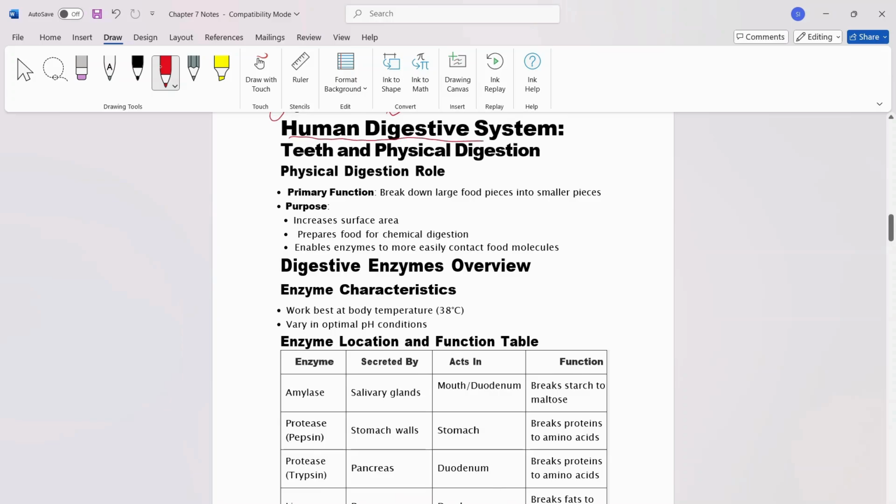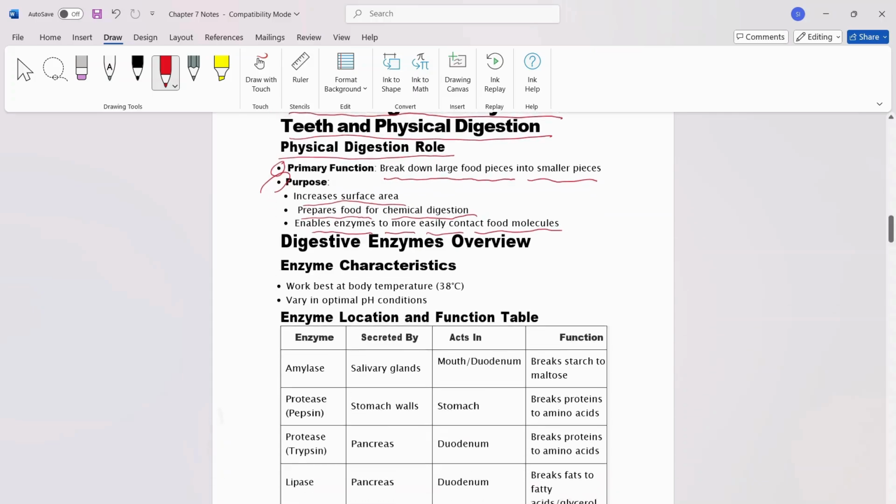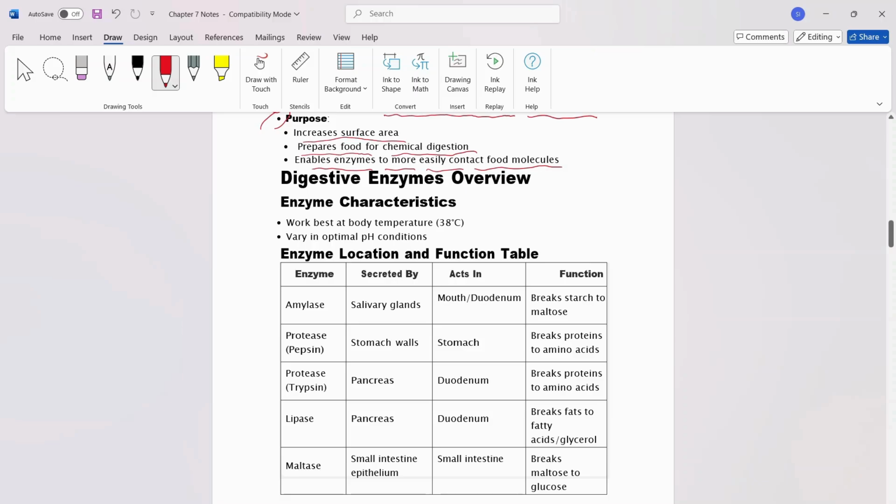Let's talk about the human digestive system, teeth and physical digestion. Physical digestion role. The primary function is to break down large food pieces into smaller pieces. The purpose is to increase surface area, prepare food for chemical digestion, and enable enzymes to more easily contact food molecules. Learn these things as they will be very helpful in the exams.